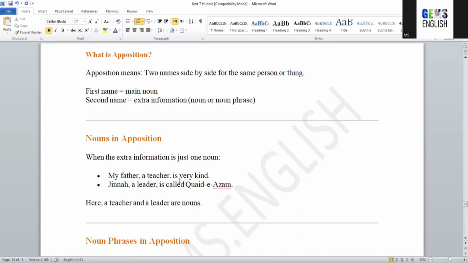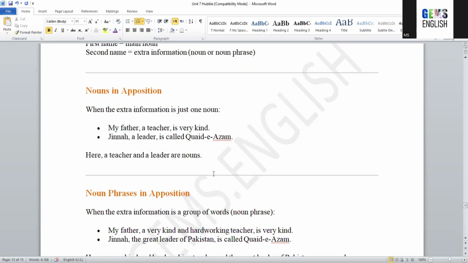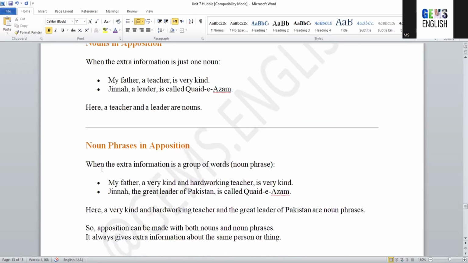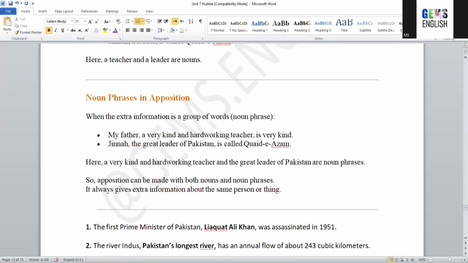My father, a teacher, is very kind. Jinnah, a leader, is called Quaid Azam. Here, a teacher and a leader are nouns. Noun phrases in apposition: when the extra information is a group of words, a noun phrase. My father, a very kind and hardworking teacher, is very kind. Jinnah, the great leader of Pakistan, is called Quaid Azam. Here, a very kind and hardworking teacher and the great leader of Pakistan are noun phrases. So apposition can be made with both nouns and noun phrases. It always gives extra information about the same person or thing.